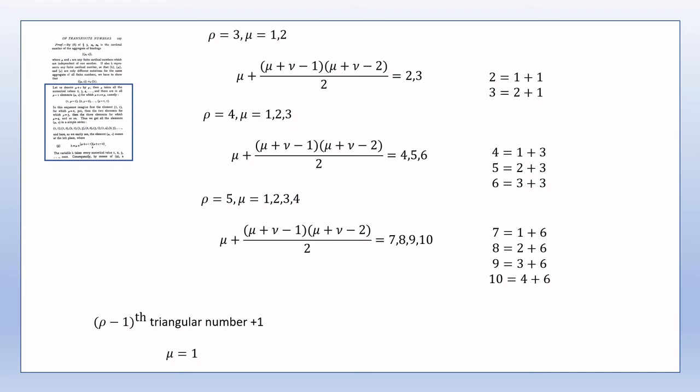Notice that the smallest value on each grouping, rho, is 1 greater than the rho minus 1th triangular number, and the greatest value on each grouping, rho, is the rhoth triangular number. The difference between the rhoth and the rho minus 1th triangular number plus 1 is rho minus 1, which is exactly the number of possible values of mu on each grouping. So we see that varying mu over the required range in each grouping fills in, so to speak, the gaps between the rho minus 1th and the rhoth triangular numbers.